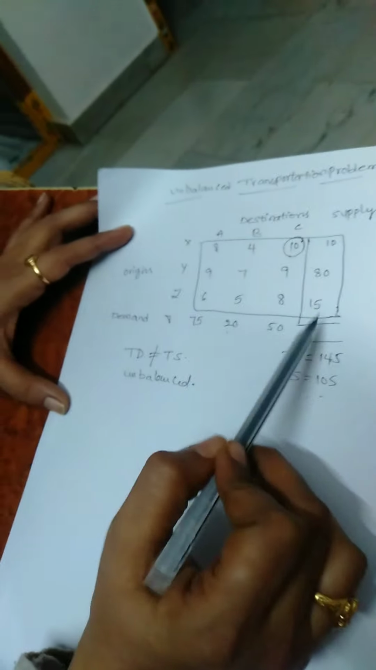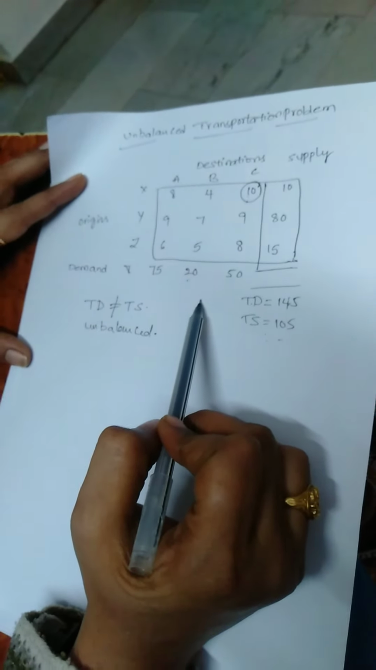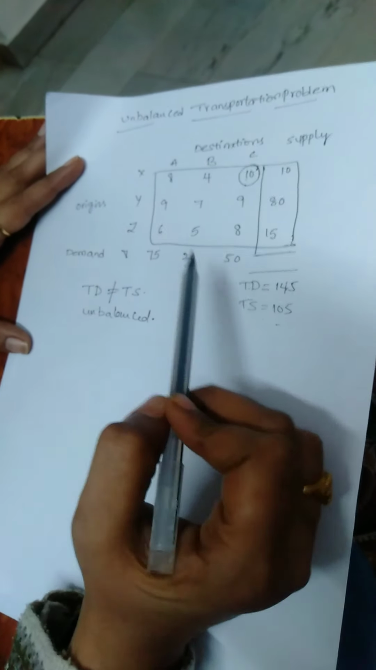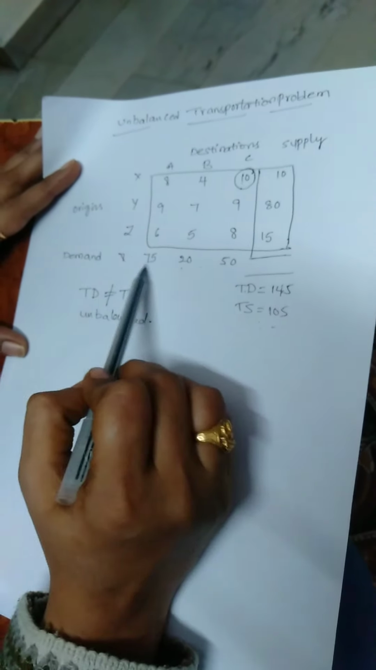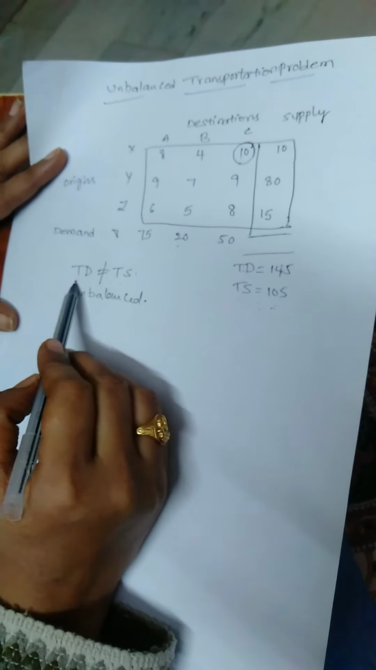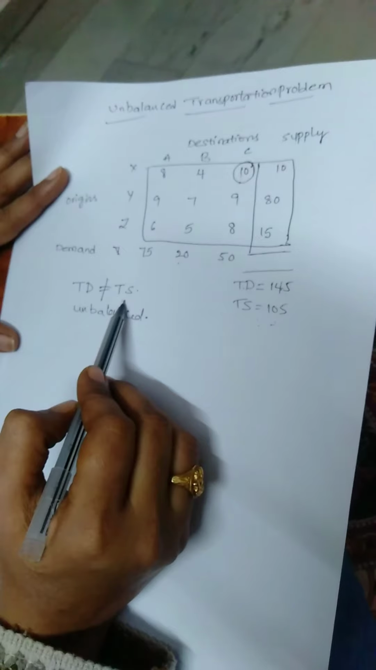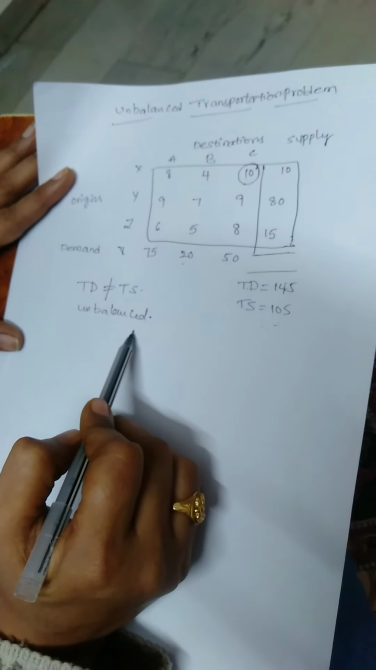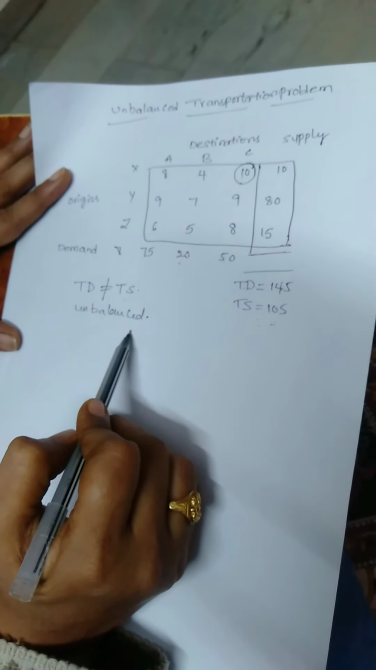So here the given problem is an unbalanced one. How can we say it is unbalanced? Here total demand is 145 and total supply is 105. Therefore total demand is not equal to total supply. Therefore the given transportation problem is an unbalanced one.